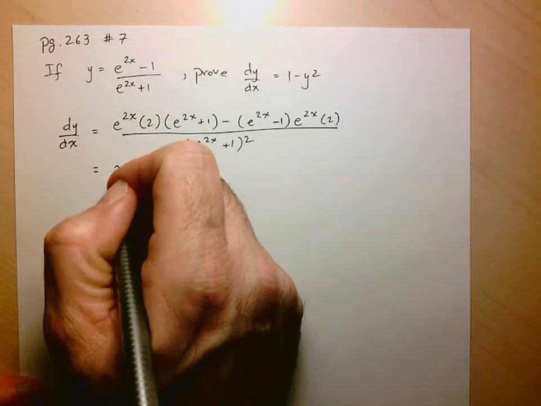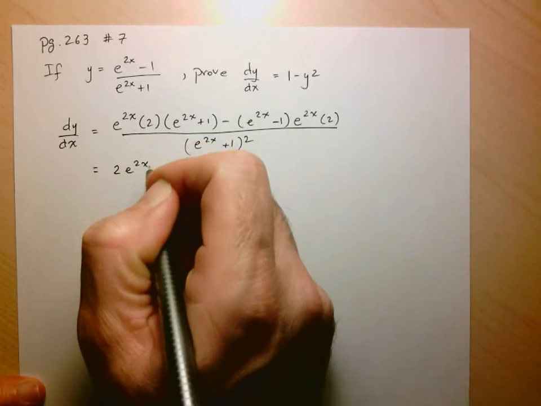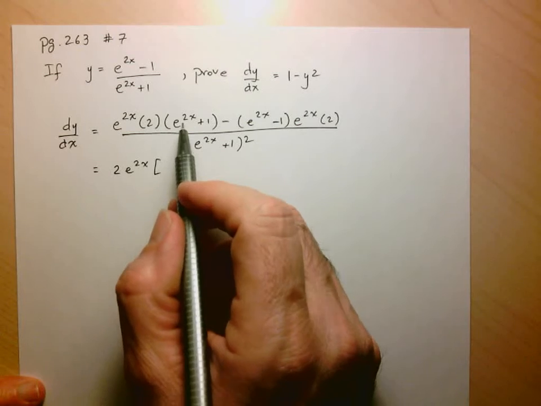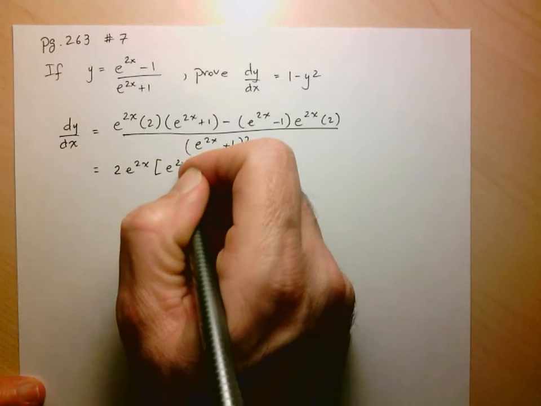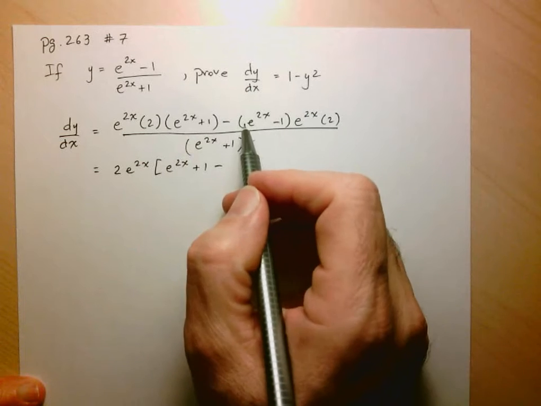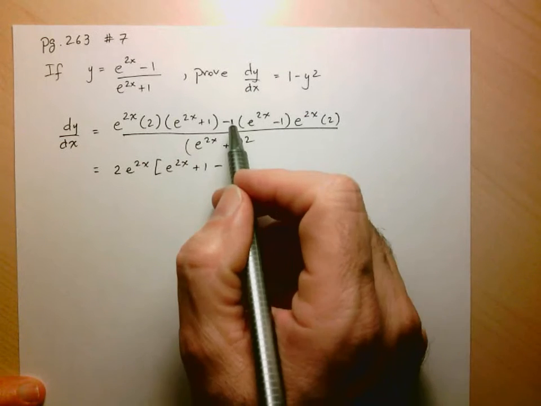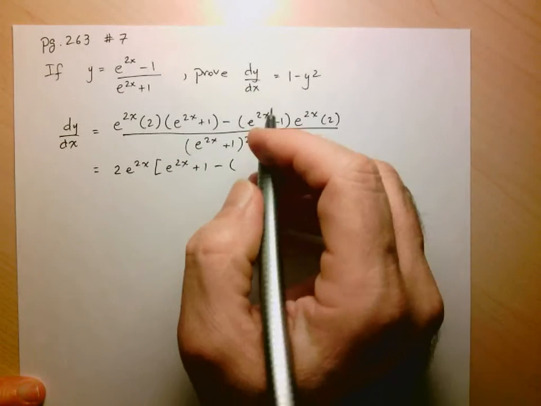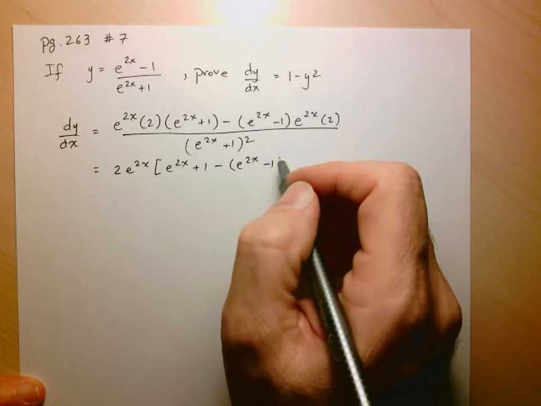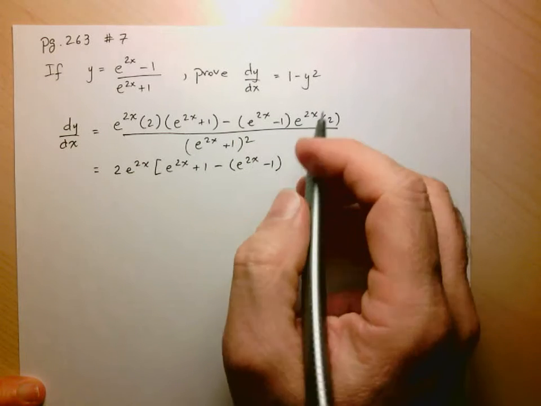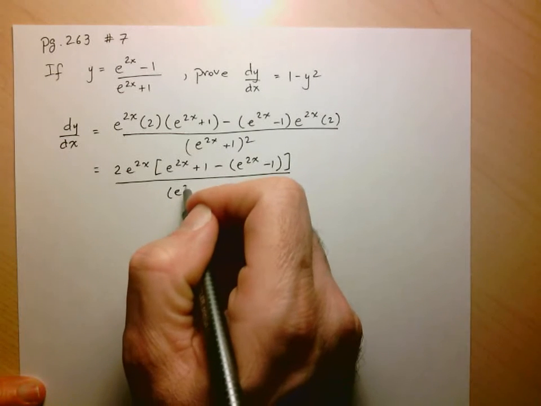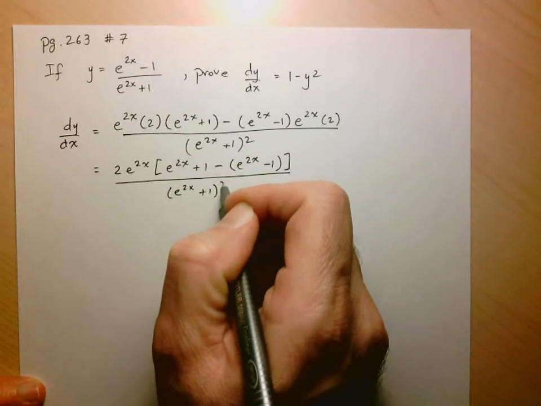So I'll take that out, 2 times e to the 2x, and what we're left with is e to the 2x plus 1, and minus, and make sure to keep that in brackets at least for now, where you can distribute it right away, we have a minus e to the 2x minus 1, all over e to the 2x plus 1 squared.